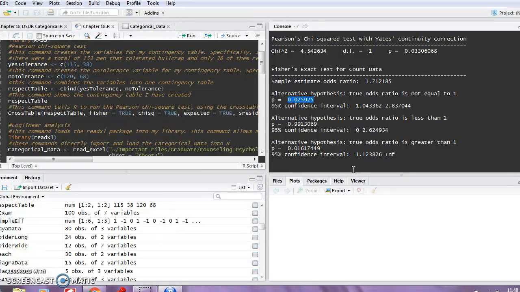So in all, we see that all the highly significant test statistics show us that there is an association between tolerance for bullshit and perceived respect. Yay!